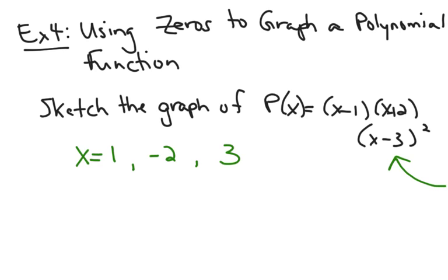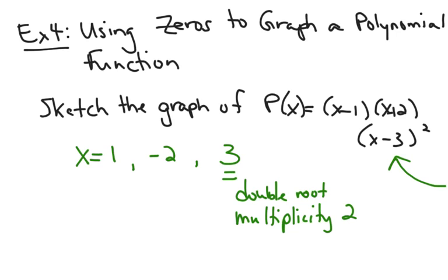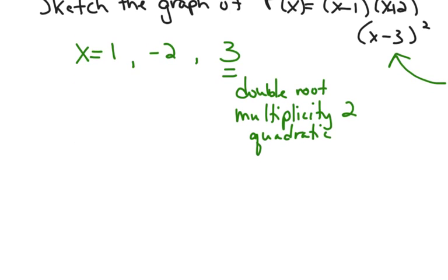Alright, now the next thing I want to talk about is this 0 here, because I want you to notice that on the parentheses it said x minus 3 to the second power. This is known as a double root, or a 0 of multiplicity 2. And when you have a 0 of multiplicity 2, the graph is going to look quadratic at that 0. That means it's going to go to that 0 and it's going to bounce off the x-axis rather than pass through like most graphs do at a 0.